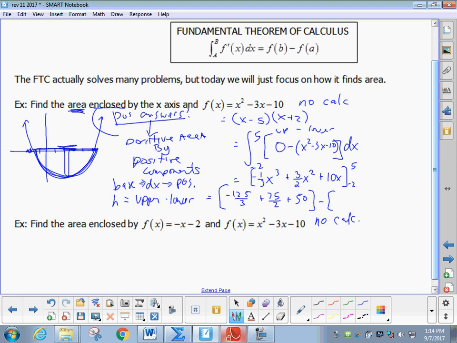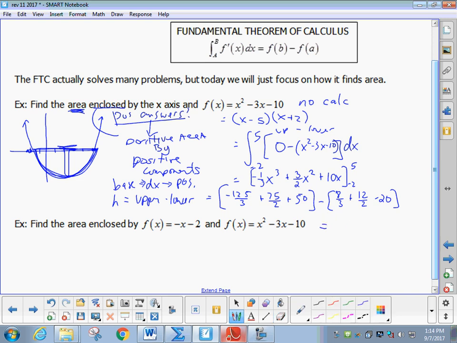Okay. At negative 2, negative 2 cubed is negative 8 times negative 1/3 is 8 thirds. Negative 2 squared is 4 times 3 is 12 over 2. I could simplify that. My tendency is to not simplify that, and I'll explain why in a second. And then minus 20. Do you agree? All right.